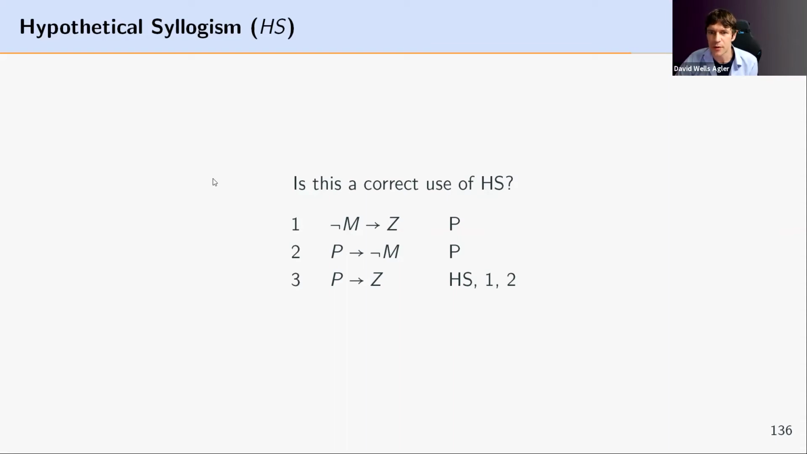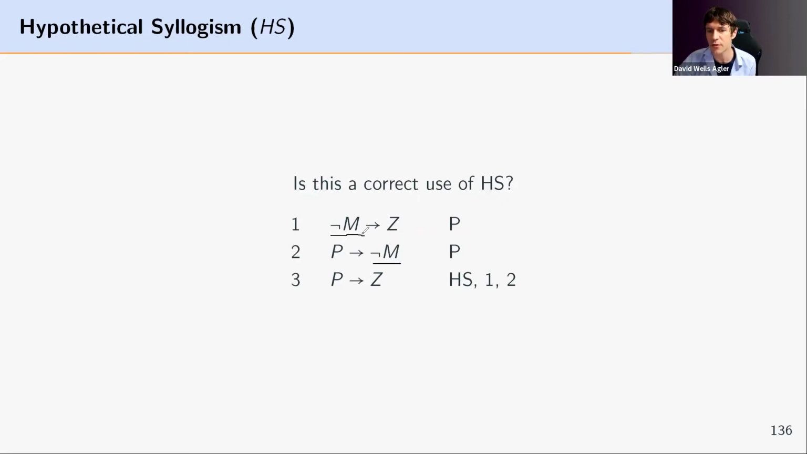So here are the results of the poll. It's kind of split. Half of the class thinks yes, this is a legitimate use of hypothetical syllogism, and a little less than half of the class thinks that it is not. So is it or isn't it? Well, I would say that it is. So why is it an acceptable use of hypothetical syllogism? Well, notice that we have not M at line 1, which is the antecedent of a conditional, and then not M at line 2, which is the consequent of a conditional.